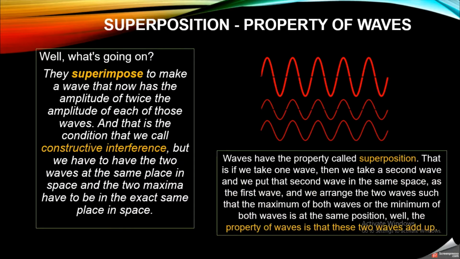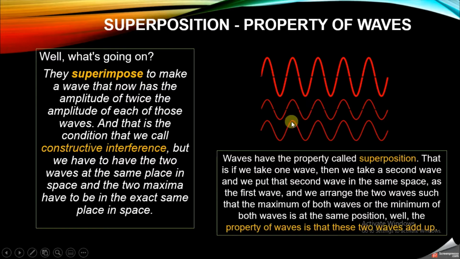This is actually because of a special behavior of light waves, which is called superposition. So what is superposition? Let's suppose we have one wave like this red wave, and we take exactly the same wave and put it in the same space as the first wave. The two waves are exactly in the same space, with the trough exactly over the trough and the crest exactly over the crest.